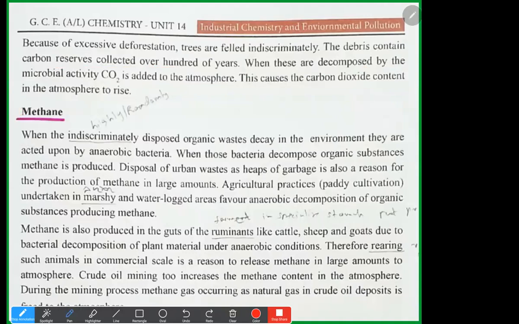Methane. When indiscriminately disposed organic waste decays in the environment, it is acted upon by anaerobic bacteria. When those bacteria decompose organic substances, methane is produced. Disposal of urban waste as a heap of garbage is also a reason for the production of methane in large amounts. That is what happened at Meethotamulla, that garbage dump yard, where there was this huge landslide after the burning of methane.